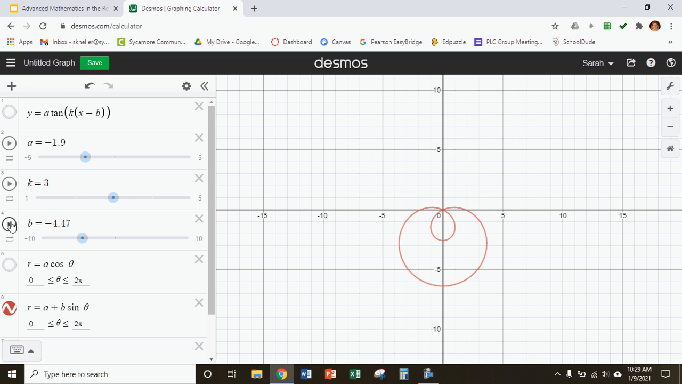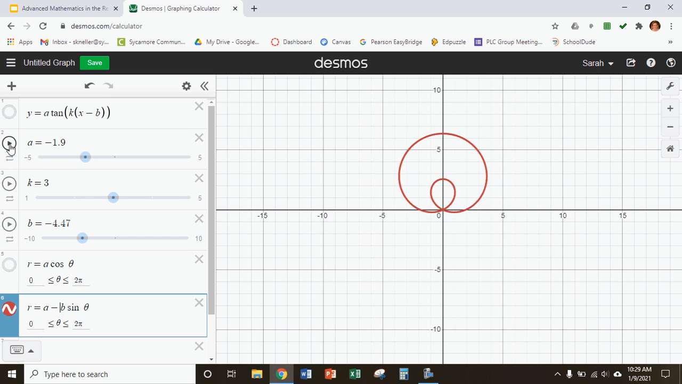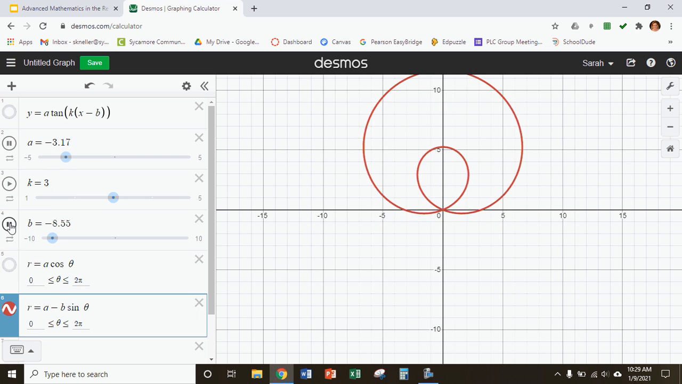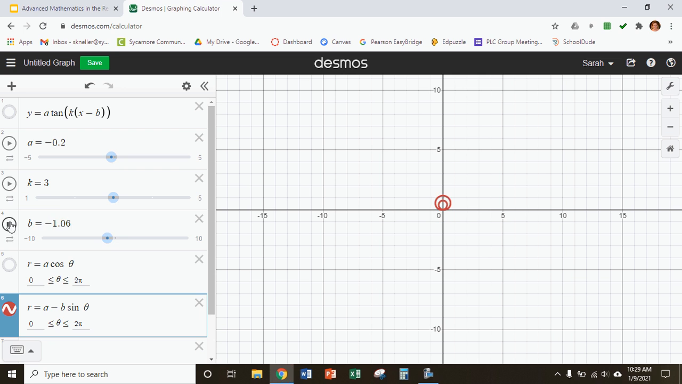So I'm going to pause those sliders. And you can play around with this equation too. You can put the cosine function in, or you could make this a minus. Minus just kind of moves it a little bit. And then go up and hit A and hit B. Okay. So just play around with that.